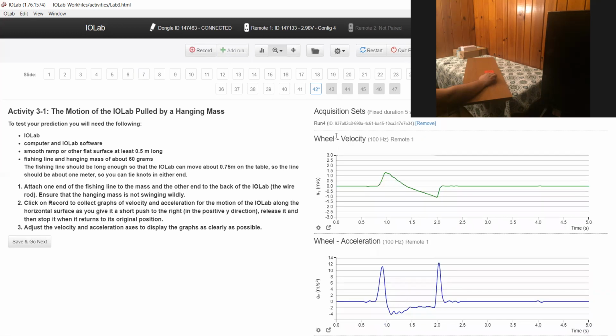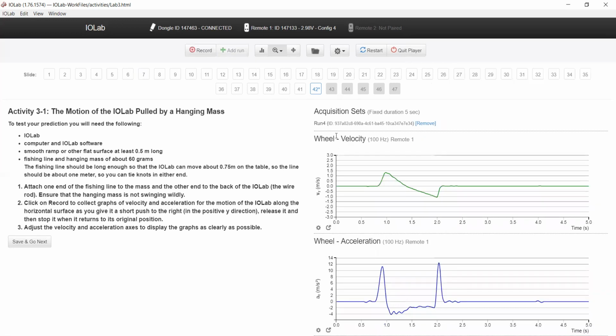Okay, so that's it. I have used a water bottle as the 60 gram mass. What we did was give a push to the water bottle. When I released it, it was slowing down in the positive direction. Then it stopped and sped up towards the negative direction. So the nature of the graph, if you see, is similar to what we had when you used the ramp. Okay, you can save and go next.